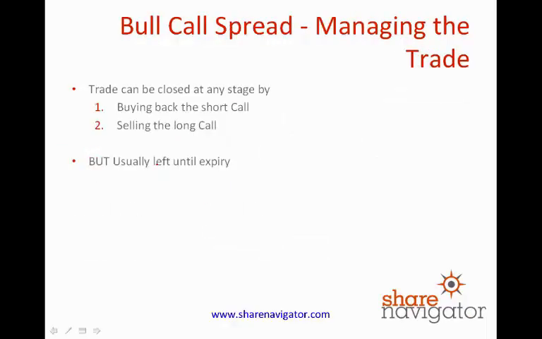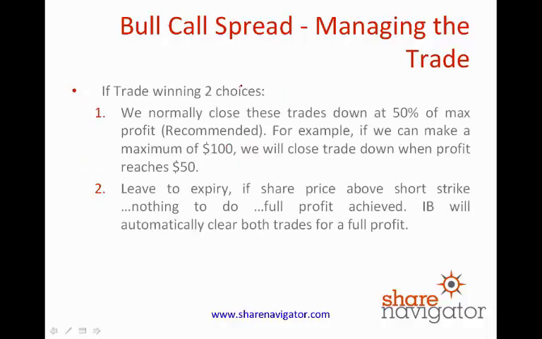Well, the first thing to note is that you can actually close these trades down at any stage. It's really easy to do by simply buying back the short call and selling the long call. Really easy thing to do. Most of the time we let it run to expiry unless our trade is winning. If our trade is winning and it's at 50% of max profit, we take that profit off the table. We just close the trade down.